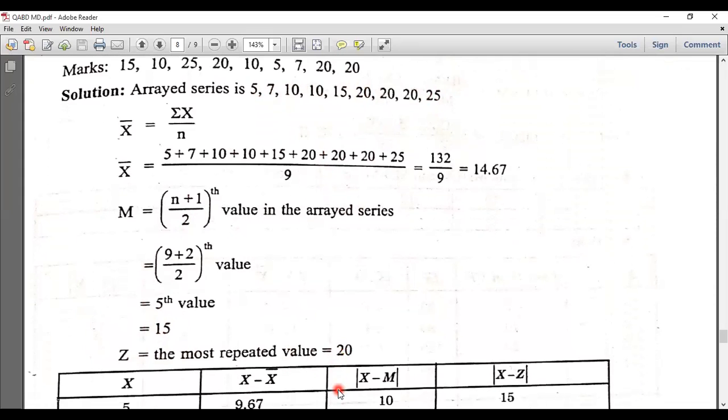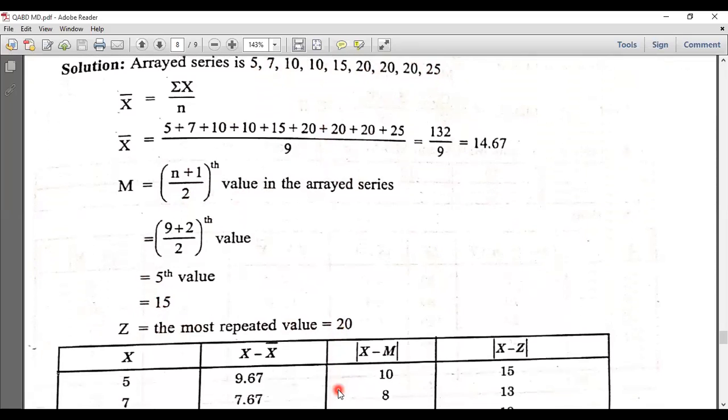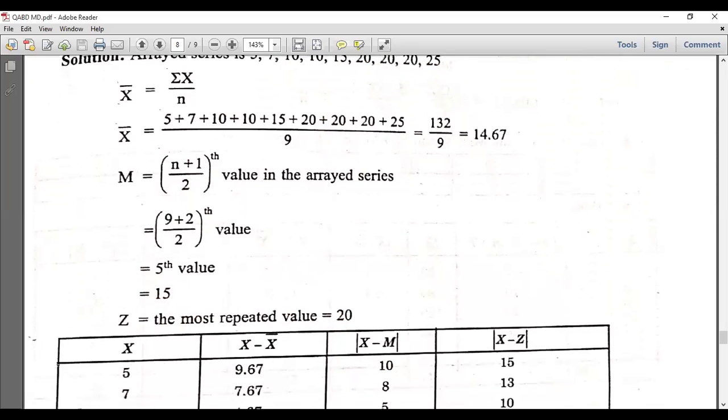And next, to calculate the mean deviation, first we need to find the modulus of d. Under mean, the modulus of d is equal to x minus x bar. Under median, the modulus of d is equal to x minus median. Under mode, the modulus of d is equal to x minus z. First for mean, I will show one, and the rest you will calculate.